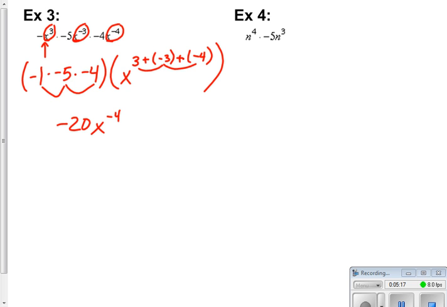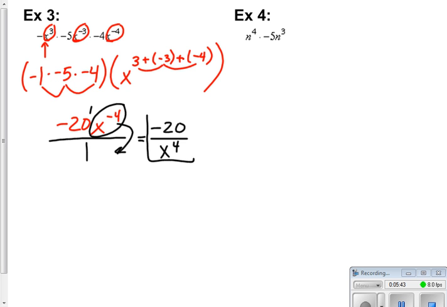Again, we couldn't leave our answer like this because of the negative exponent, so we need to go ahead and make this a fraction. The term that has the negative exponent is x to the negative fourth. Negative 20 really does have an exponent. It has that exponent of 1. So x to the negative fourth needs to move to the bottom. Our answer, negative 20, stays on the top. When we move it to the bottom, it gets rid of the negative exponent. We wind up with negative 20 over x to the fourth.